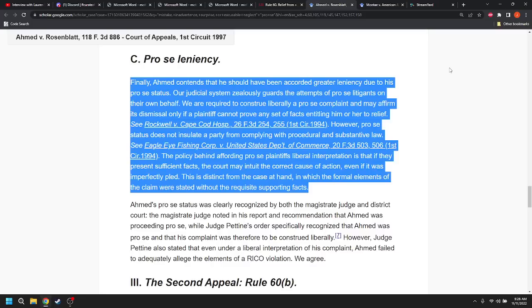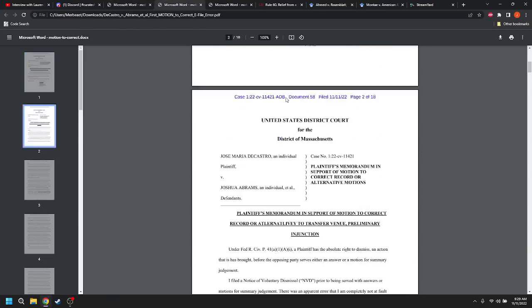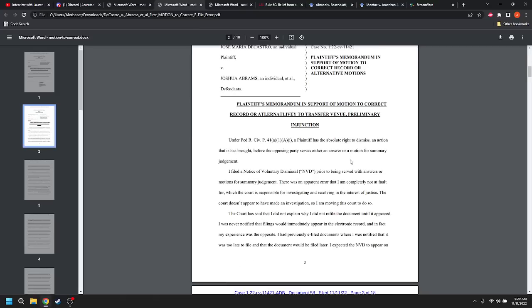However, pro se status does not insulate a party from complying with procedural and substantive law. The policy behind affording pro se plaintiffs a liberal interpretation is that if they present sufficient facts, the court may intuit the correct cause of action, even if it was imperfectly pled. This is distinct from the case at hand, blah, blah, blah, in which formal elements of the claim were stated without the requisite supporting facts." So we're looking for him to plead facts at this point to get what he needs. And he hasn't stated what he wants as a preliminary injunction, so we're going to be looking for facts in here to suggest what preliminary injunction he is requesting.